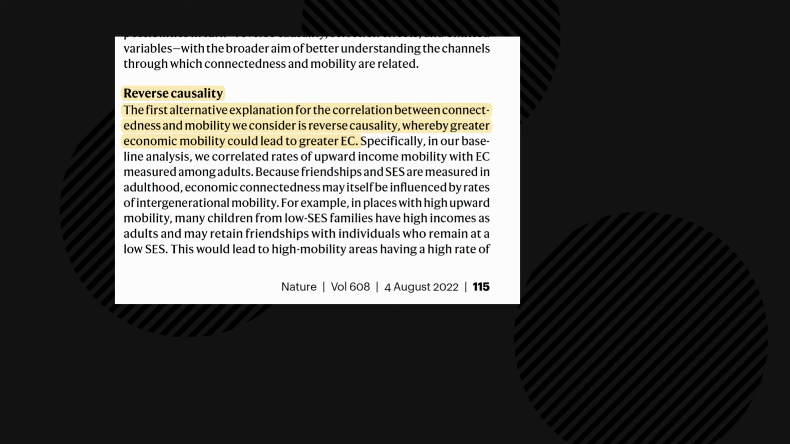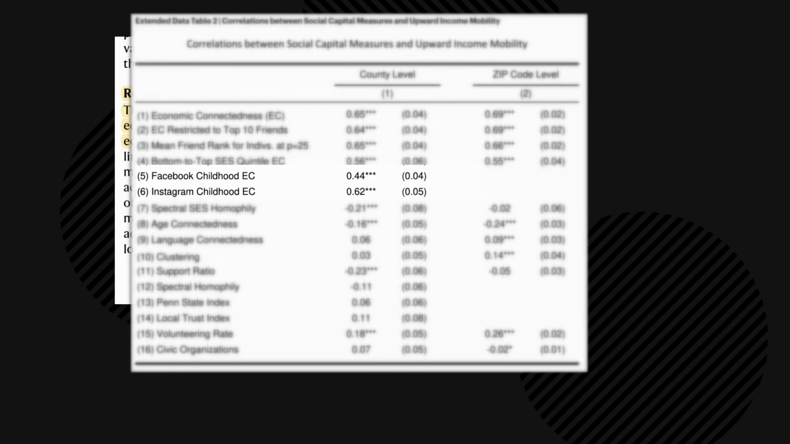After all, what if the highly mobile poor people in the study only made their rich friends after they had already moved up the economic hierarchy? This would be a case of economic mobility causing economic diversity. To get around this problem, the authors chose to only look at the friends people made when they were children. And they found when they did this that the results held firm.